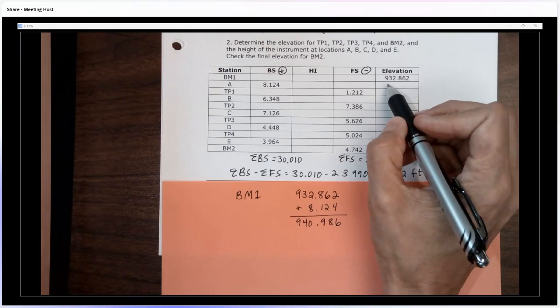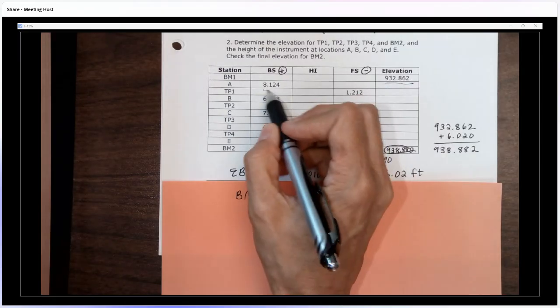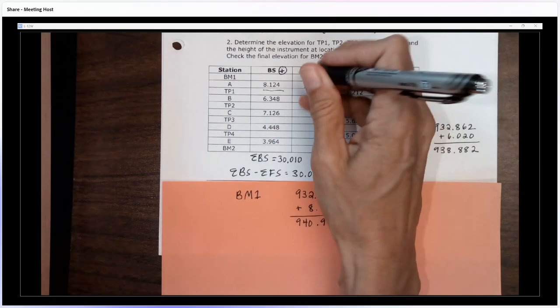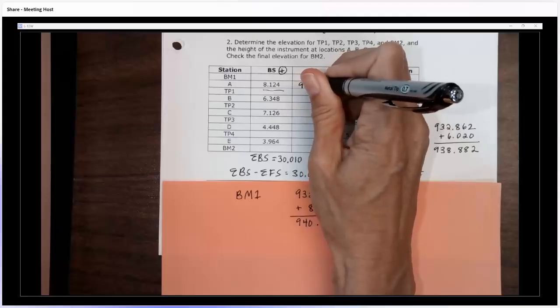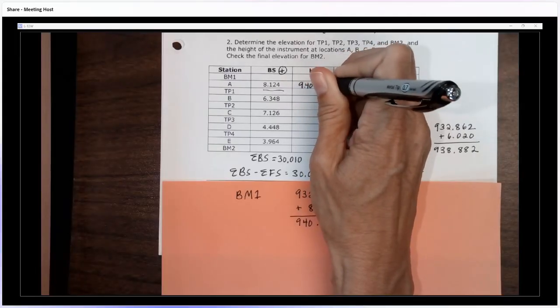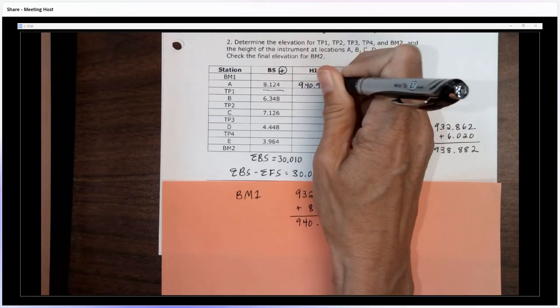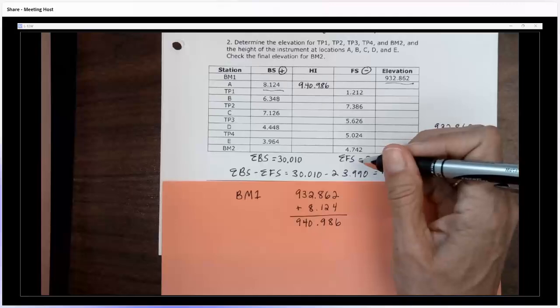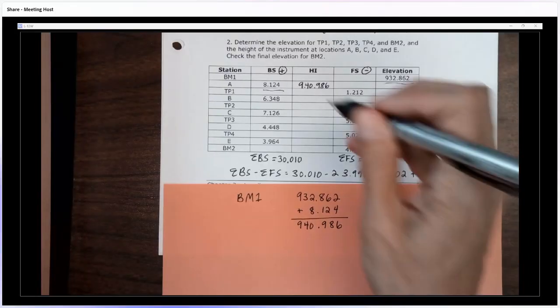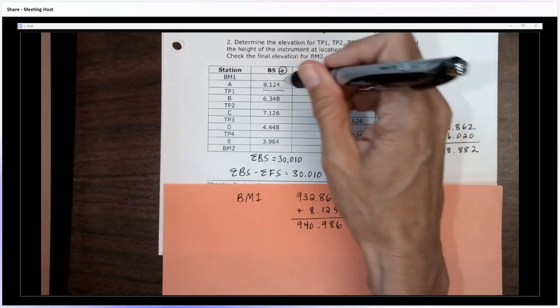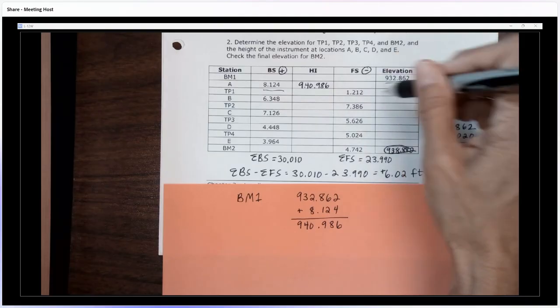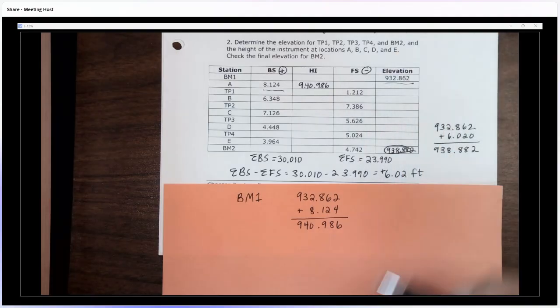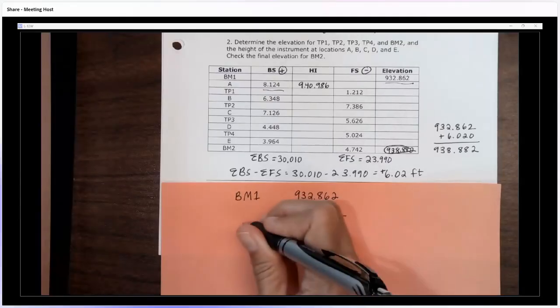So I started here with this elevation. I added this back sight. This is the height of the instrument. So that goes in this blank here, 940.986. Remember, there's not going to be any other numbers that go in the back sight or foresight columns. The height of the instruments are going to come right after the back sights, and the elevations are going to come right after the foresights. So let's do that now. So that is my height of the instrument at A.